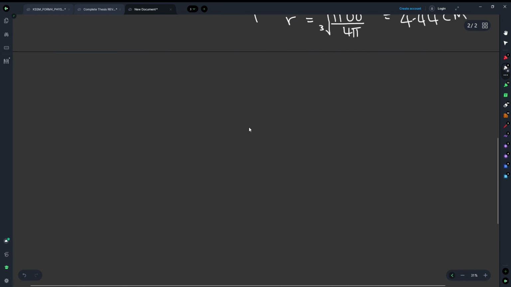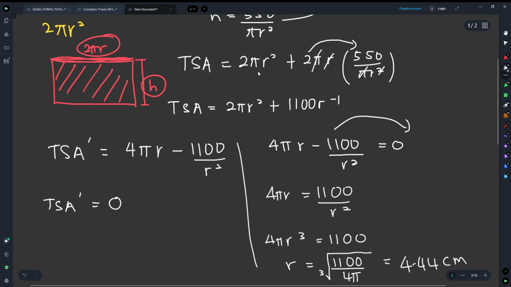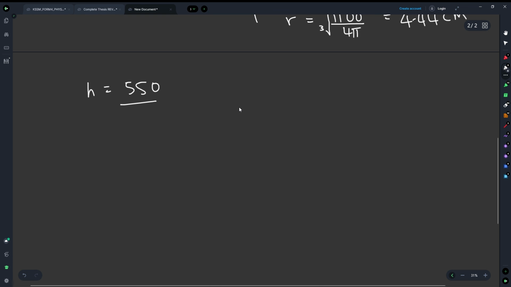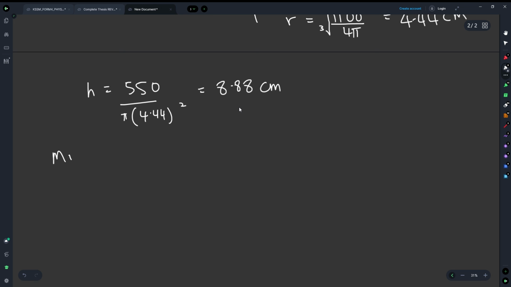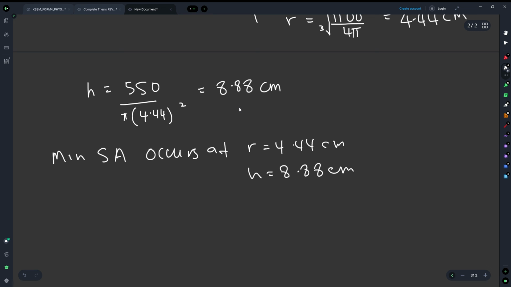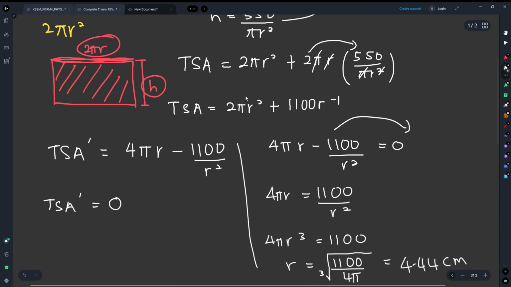Yes, substitute the r inside here. So h is equal to 550 over, as you can observe here, pi r square. So 550 over pi times 4.44 square. This will give you around 8.88 centimeter. So your minimum surface area occurs at radius 4.44 cm and height 8.88 cm. You just need to take these two values, put them back into this main equation here and find the minimum surface area. With that, you have already answered this question.